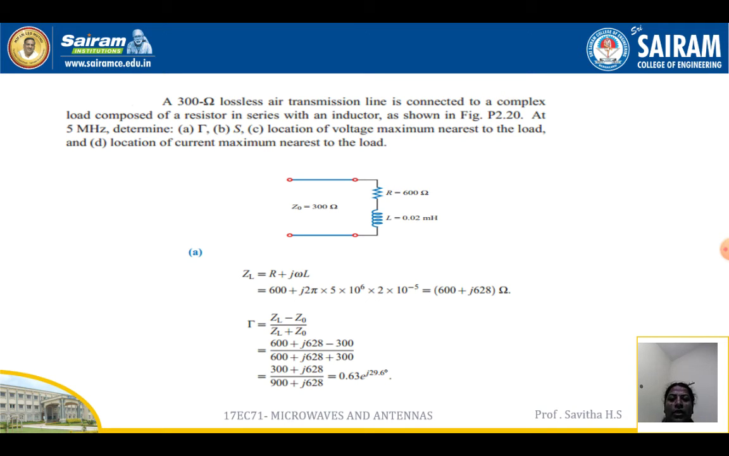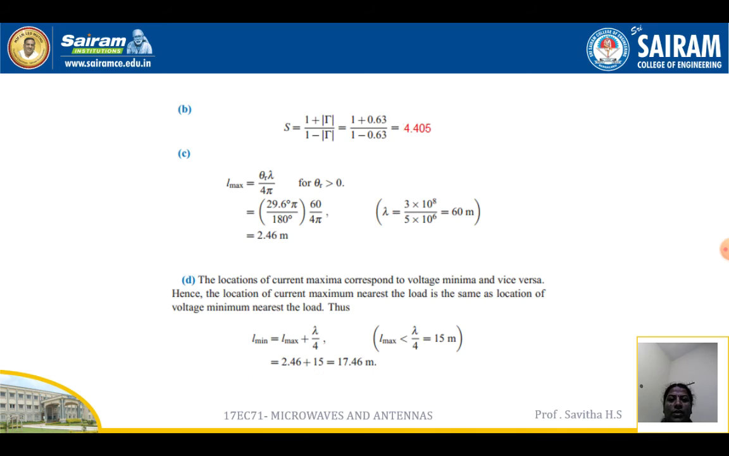So in the problem we can see R and L are in series. So ZL is equal to R plus j omega L, so ZL is equal to 600 plus j 628 ohms. And the reflection coefficient is ZL minus Z0 divided by ZL plus Z0. Substituting the values, you'll get the reflection coefficient as 0.60 e to the power of j 29.6 degrees. The standing wave ratio is 1 plus the magnitude of the reflection coefficient divided by 1 minus the magnitude of the reflection coefficient.